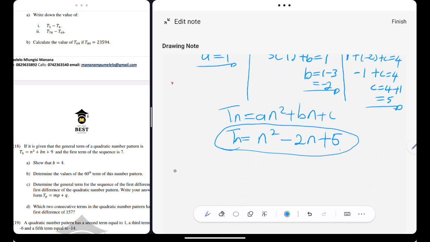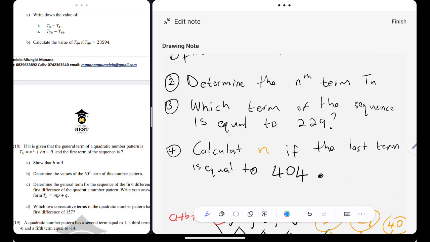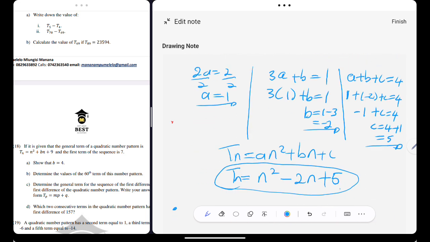The same thing applies, guys. Whenever they want you to find the position of a term, they must give you the term itself, and then you must solve for n. Are you together? In this case, we are asked which term of the sequence is equal to 229.